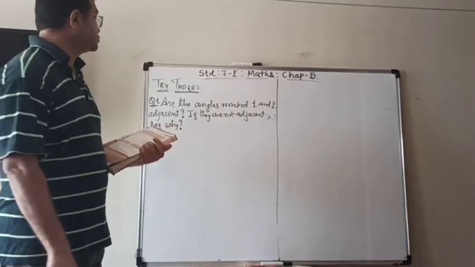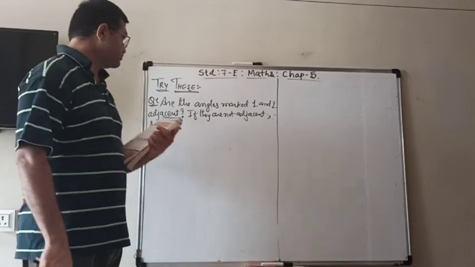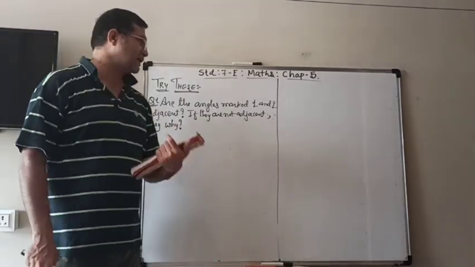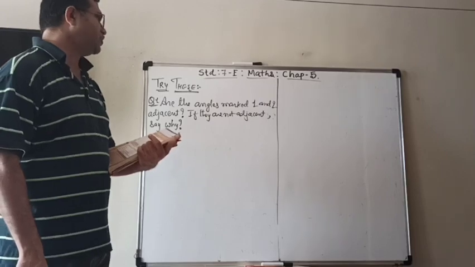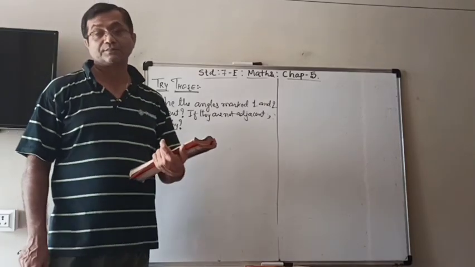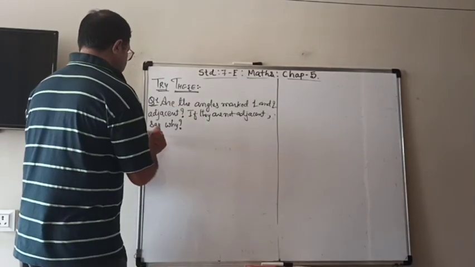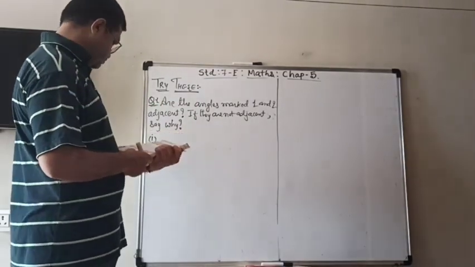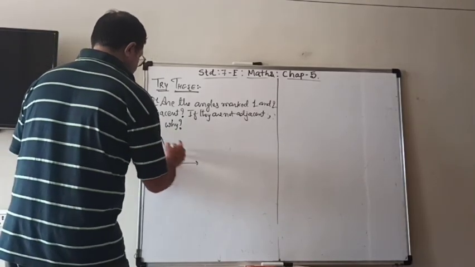Now, let's try this. Question 1 says: are the angles marked 1 and 2 adjacent? If they are not adjacent, say why. So there are some figures we will draw one by one and try to understand. Here the first angles show like this figure.